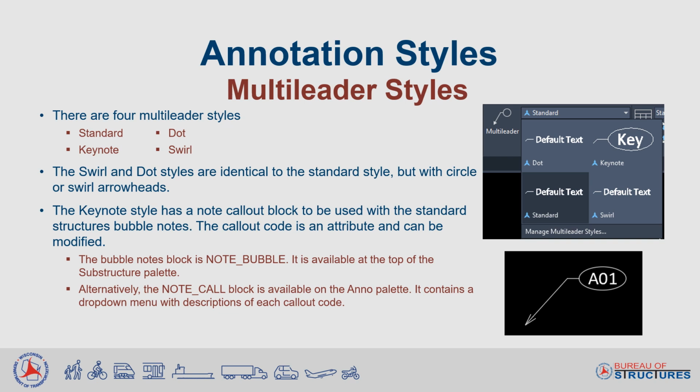The bubble notes block is Note Bubble. It is available at the top of the substructure palette. Alternatively, the Note Call block is available on the Anno palette. It contains a drop-down menu with descriptions of each callout code.